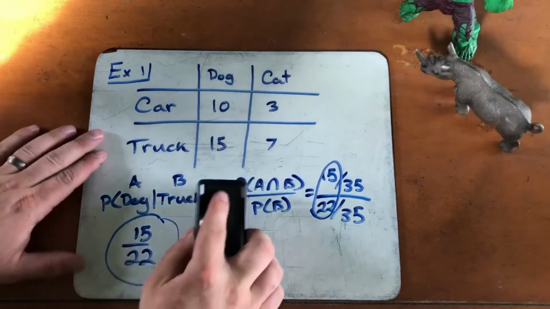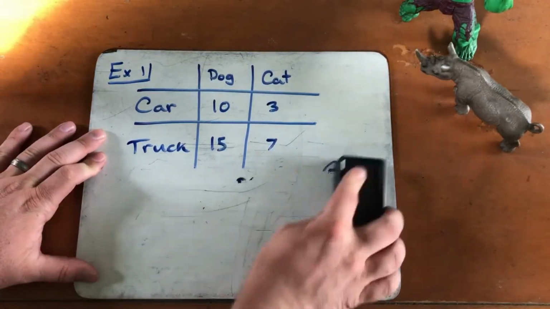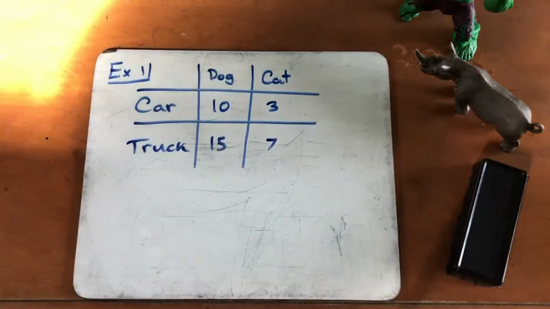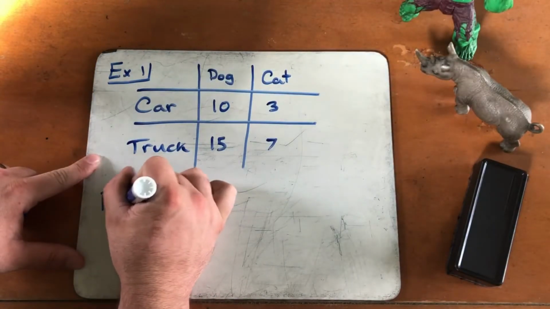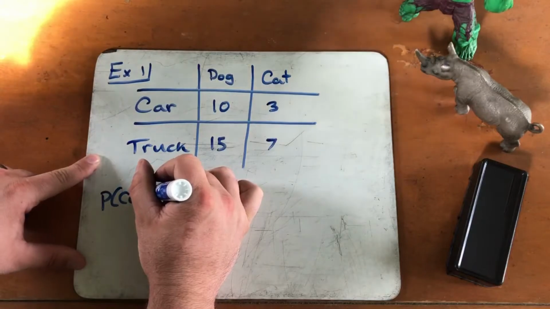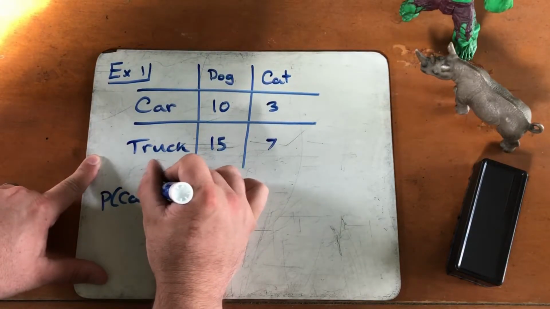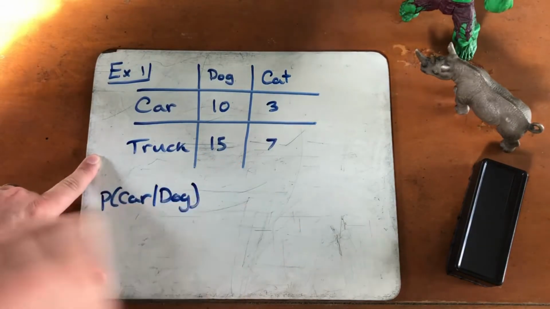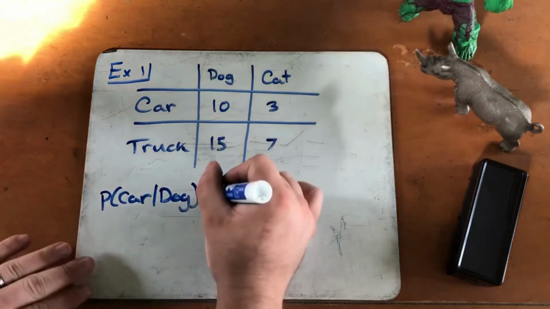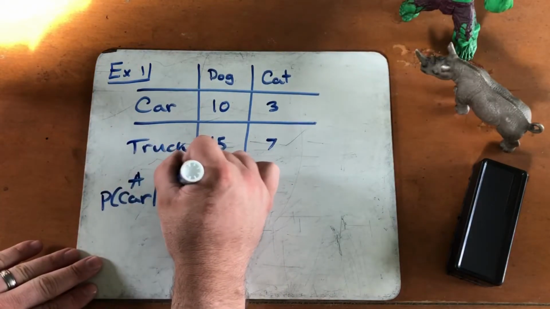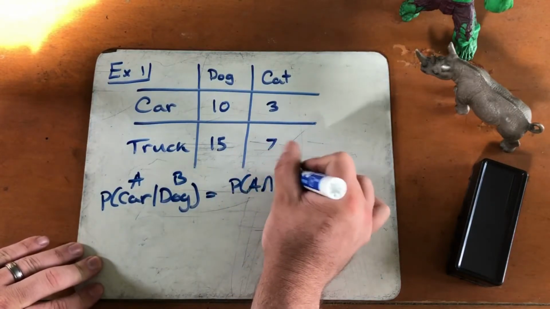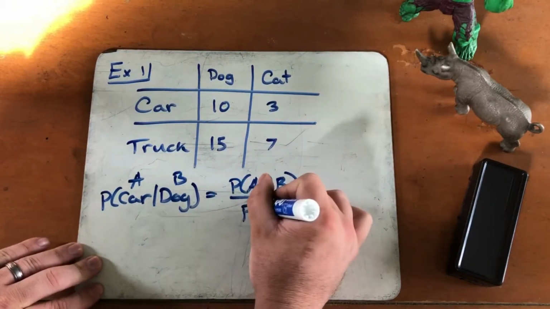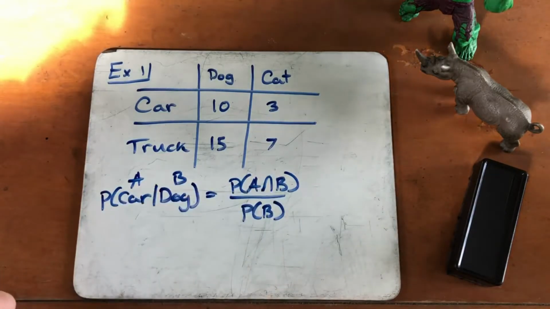Third example, using the same two-way table. It should look very similar to what we're doing. This time we're doing the probability of owning a car given that a person owns a dog. This is event A, this is event B. We're doing the probability of the intersection of A and B divided by the probability of just B by itself.